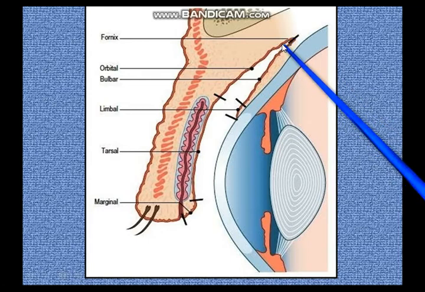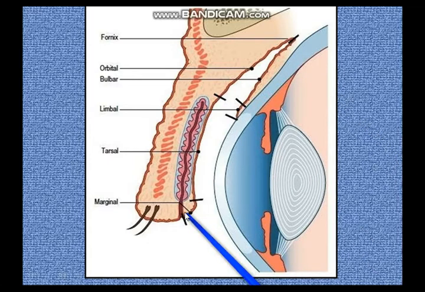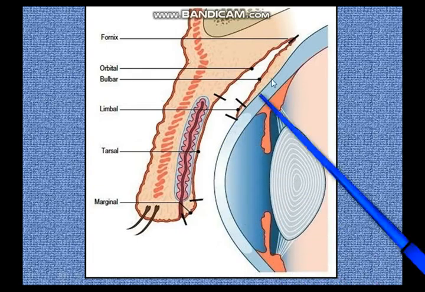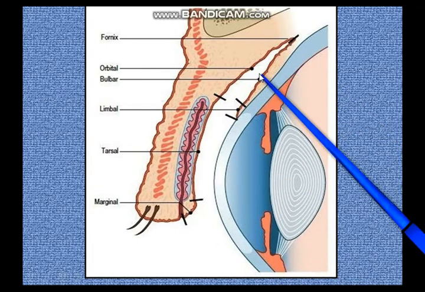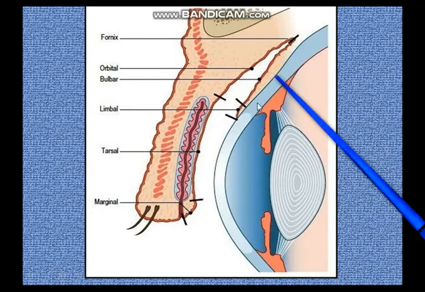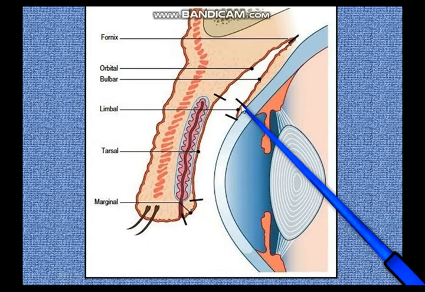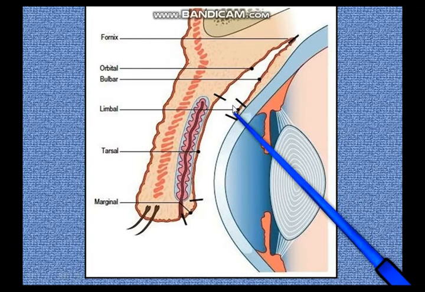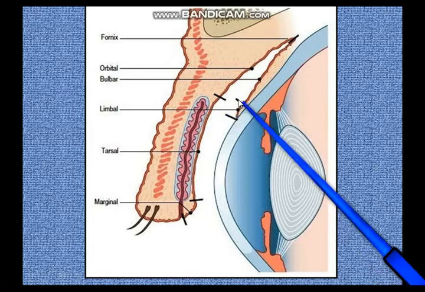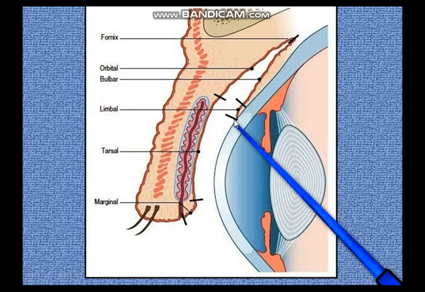You have a superior and inferior fornix of the conjunctival sac, and so the marginal part, tarsal part and orbital part together form the palpebral conjunctiva, and beyond the fornix the bulbar part is part of the bulbar conjunctiva, and you have a limbal part of the conjunctiva. This is where the conjunctiva blends with the cornea, that is the sclerocorneal junction, the limbus, and that is the conjunctival junction as well.